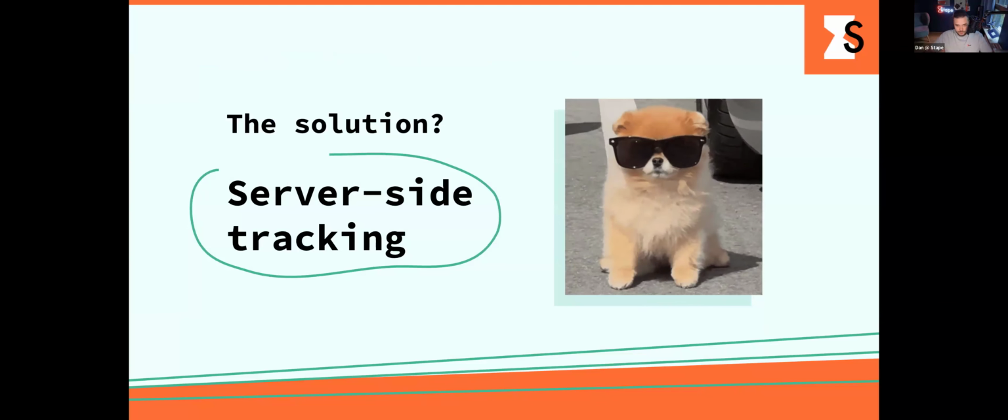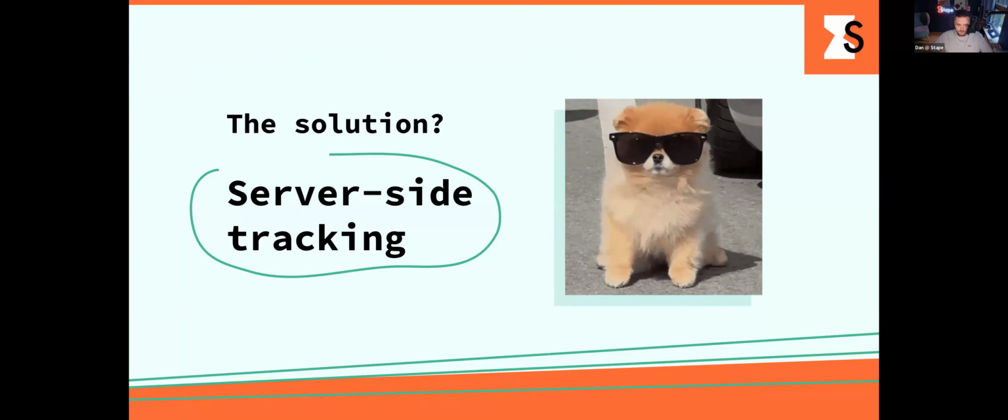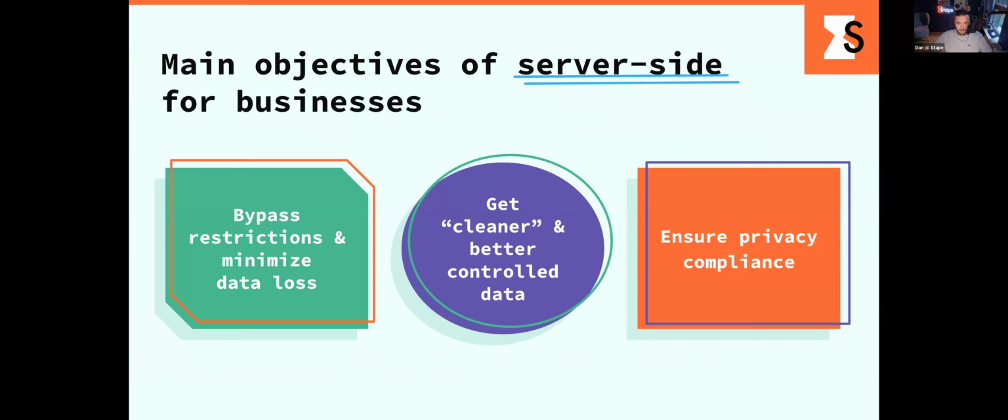The solution, as usual, and this should not be a surprise, is server-side tracking and the capabilities that server GTM and server-side tracking as a principle give you. This is what we're going to be using to bypass all of these limitations. Again, something you already know, but the main objective of server-side for a business is bypassing all of those restrictions that we just discussed and mentioned.